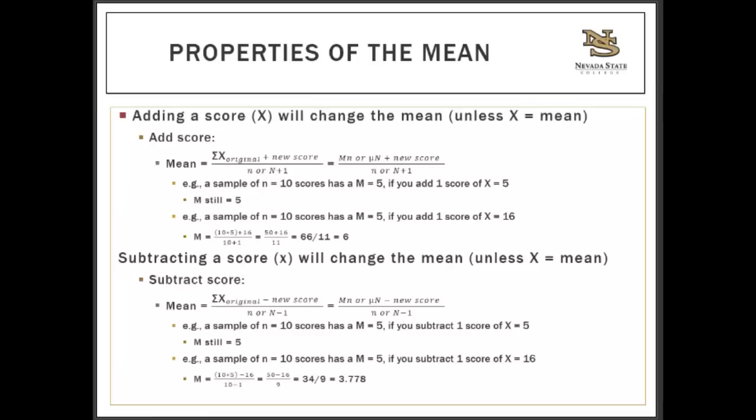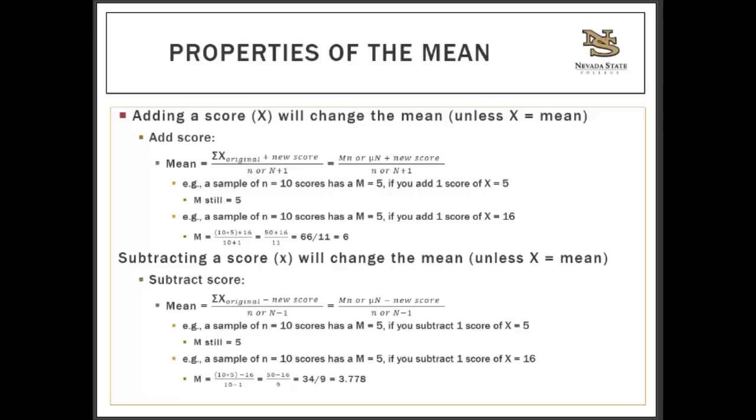So before I move on to the weighted mean, I just wanted to go over some interesting properties of the mean and basically what happens to the mean when you start toying around with the scores in the data set. So if you add a score to the data set, and I put the little x there to remind you that x is just a placeholder for a score, then that's going to change the mean. The only time that adding a score to the data set will not change the mean is when the score equals the mean.